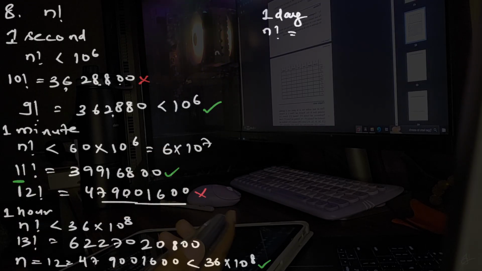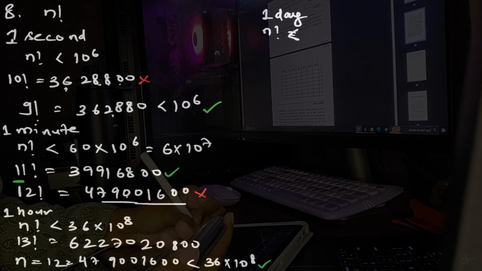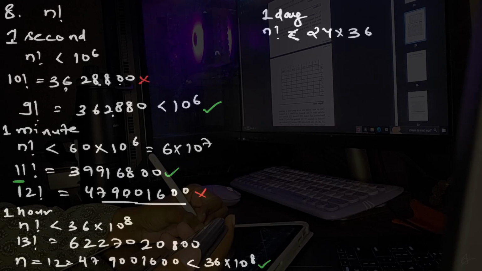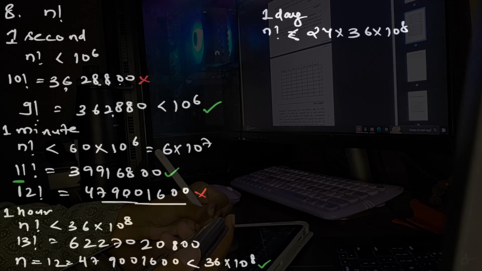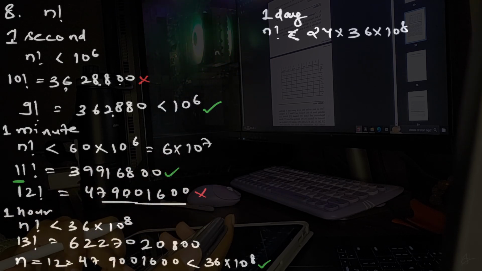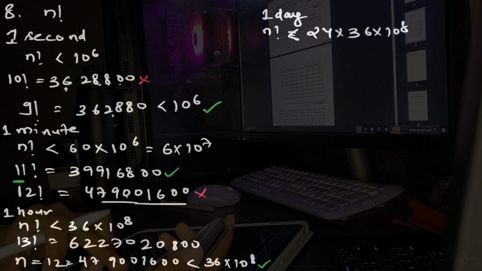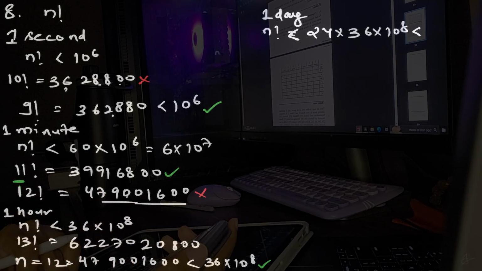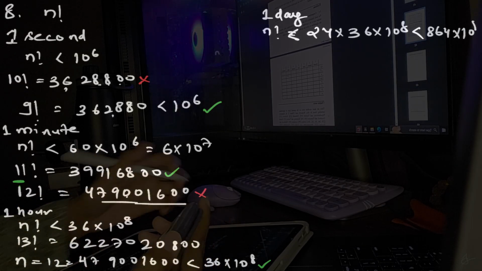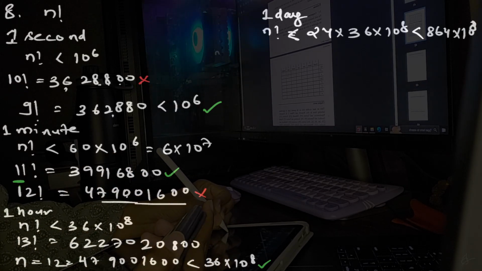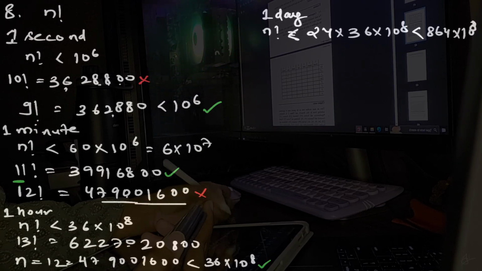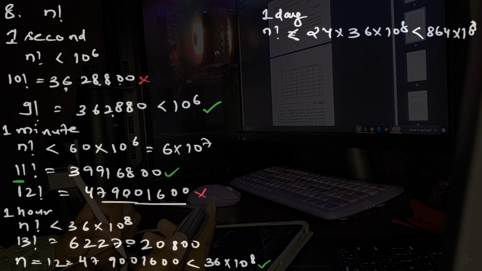In 1 day we have 24 into 3600 to the power of 8. Okay, let me do 24 into 36. It is nothing but 864 into 10 to the power of 8. 1 2 3 4 5 6 7 8 9. Okay, so 13 factorial is less than that.